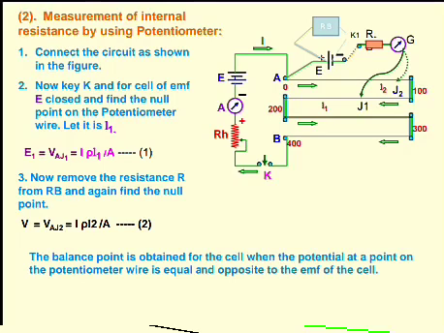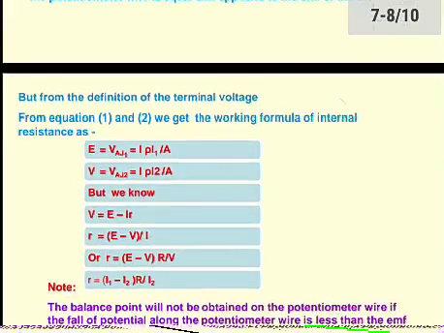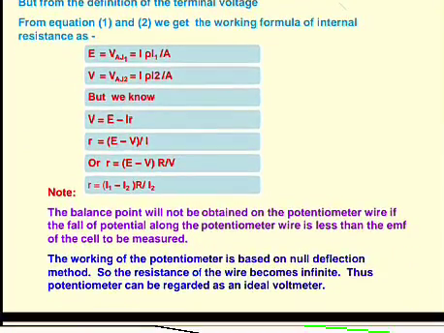But from the definition of the terminal voltage, the terminal voltage across the terminals of this cell will be given by V is equal to E minus Ir, where V is the terminal voltage, E is the EMF of the cell, I is the current, and r is the internal resistance of the cell. Our aim is to find the value of the internal resistance, so the internal resistance r will be given by (L1 minus L2) upon L2, into R.